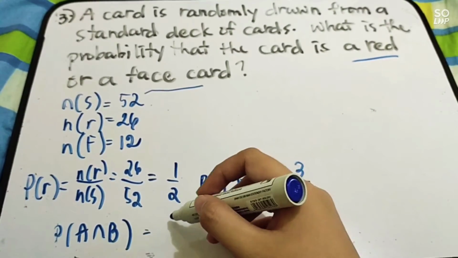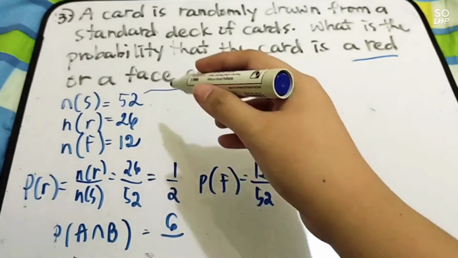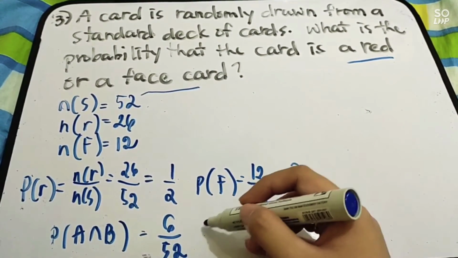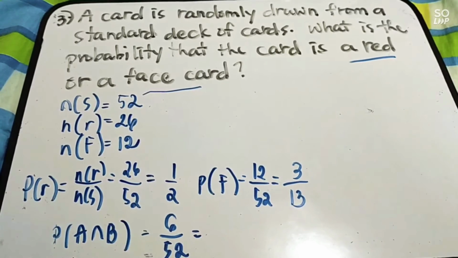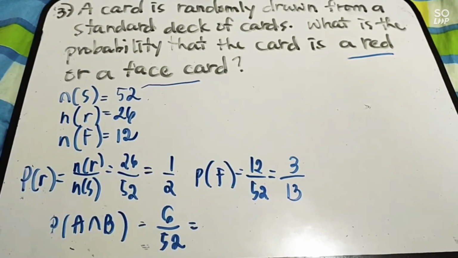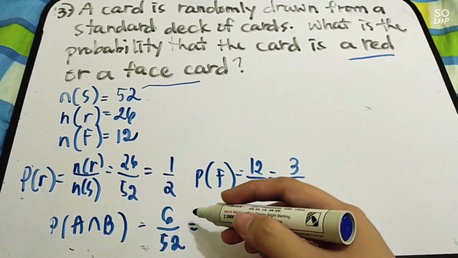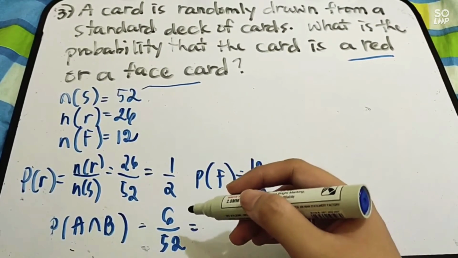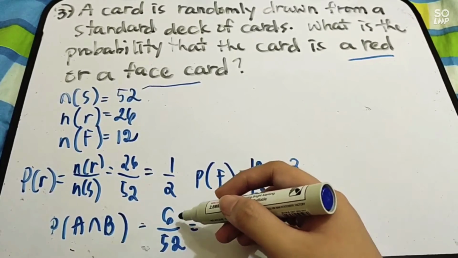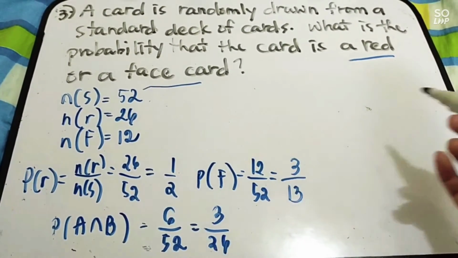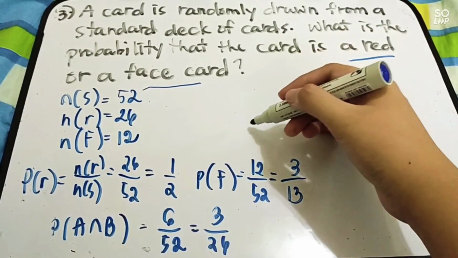Okay? We have 6. That is 6 over ilan lahat ulit? The sample space we have here, 52. Then, simplify natin. 6 over 52. Divisible naman siya by 2. So, 6 over 52 becomes 3 over 26. Ayan.